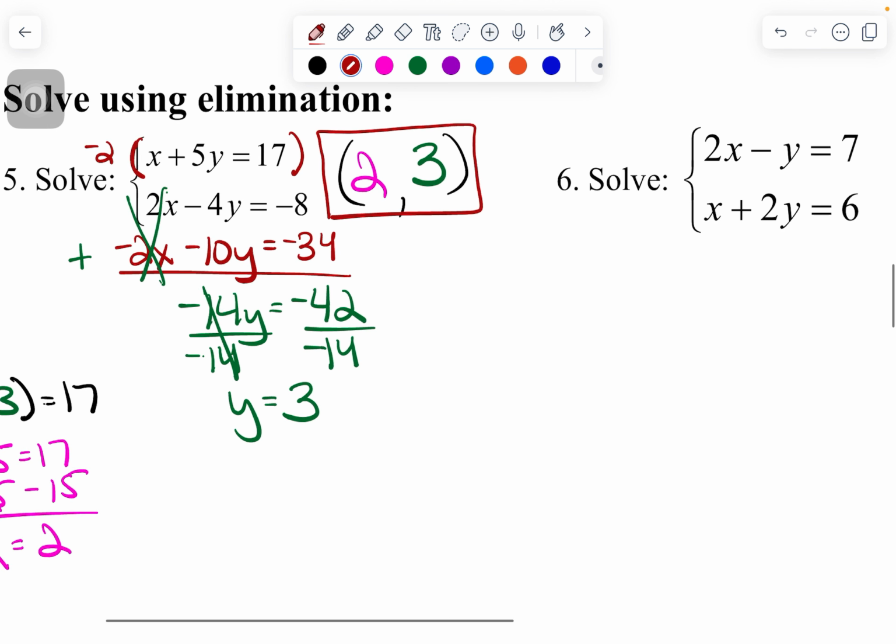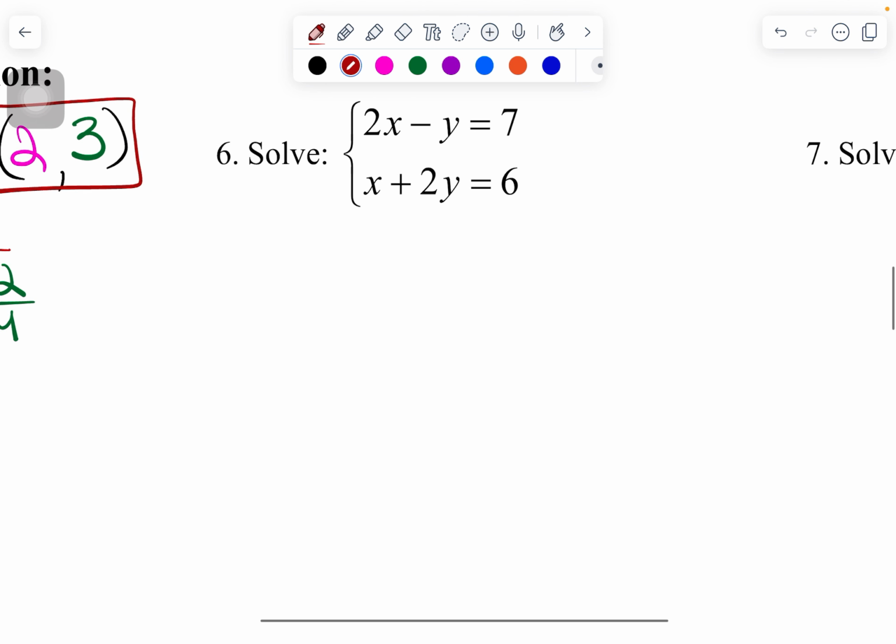All right, I'm going to slide on over to number 6, and I'm going to do the same thing. Now, do I want to eliminate x or y? This one is really a toss-up.